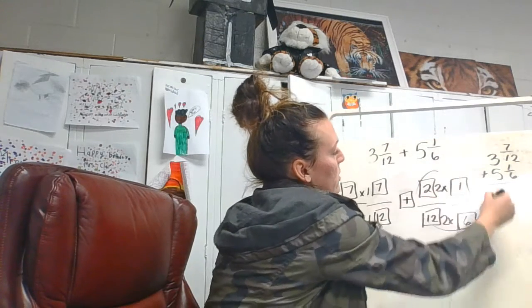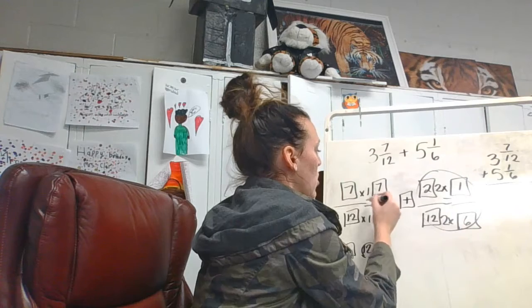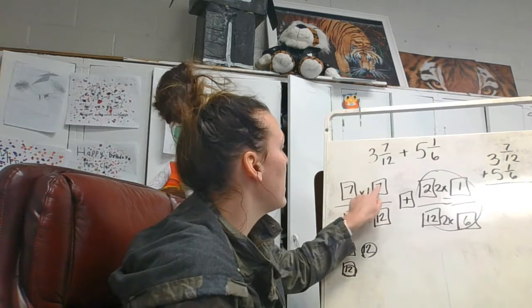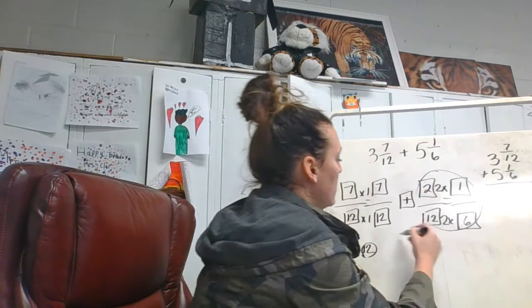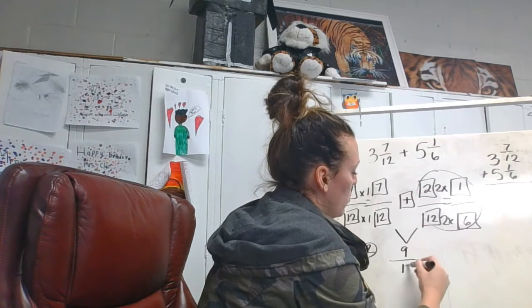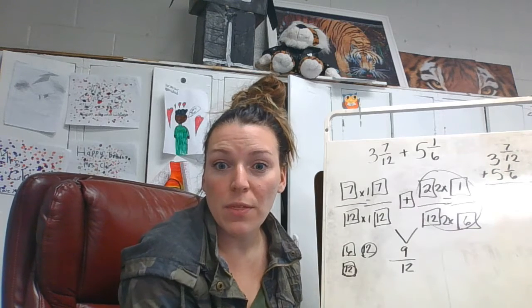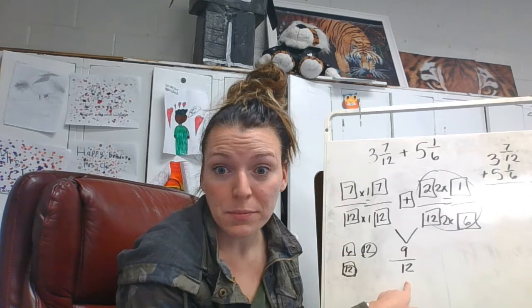All this is, these are just equivalent fractions. That's all we've done is make them equivalent. Now we're ready to add. We've got 7, 8, 9 over 12 is our new added fraction. Now, this can be simplified.